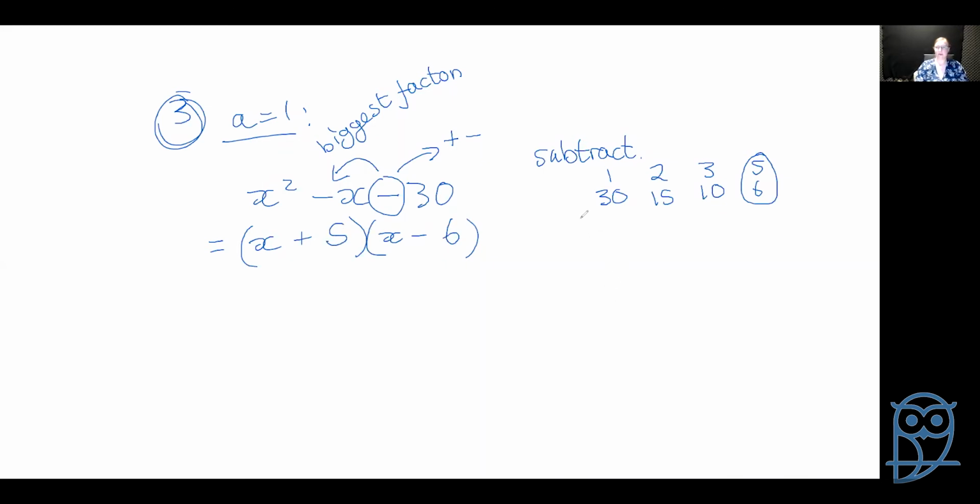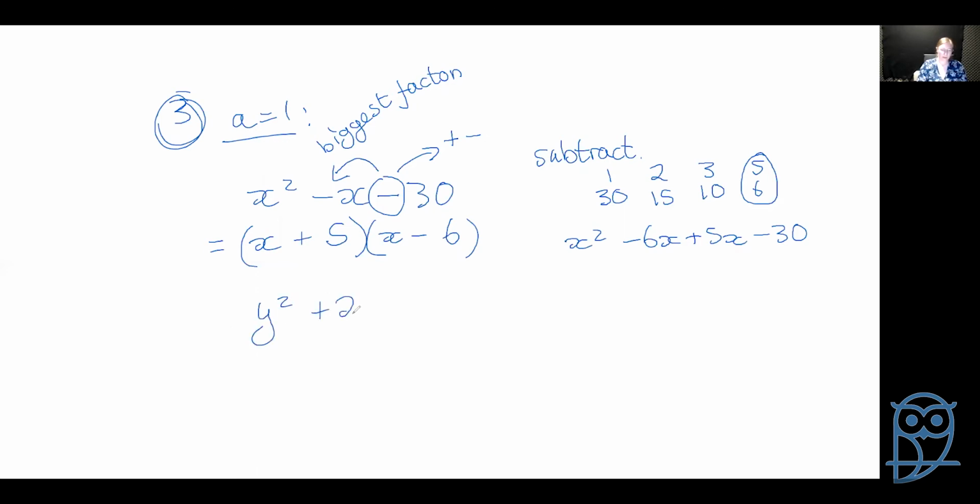Okay, so now we can go and use FOIL to make sure that this works. We've got our firsts, x squared, our outsides, that is minus 6x plus 5x minus 30. That works out. We're correct. Great. The best thing about quadratic factorization is you can always check whether you are correct.